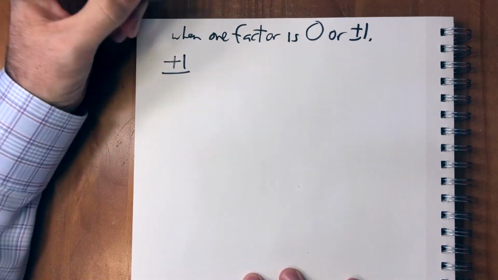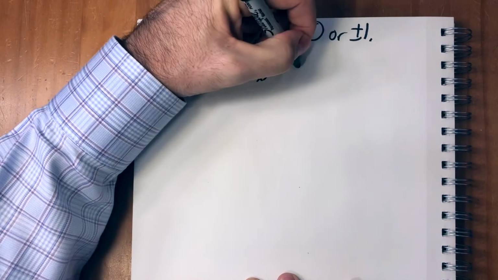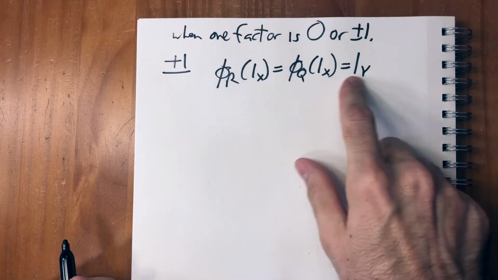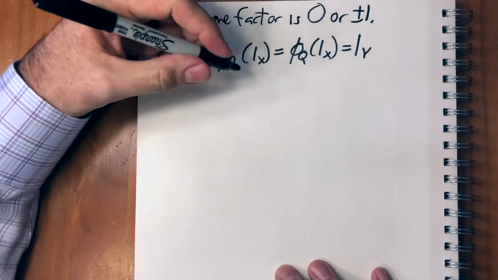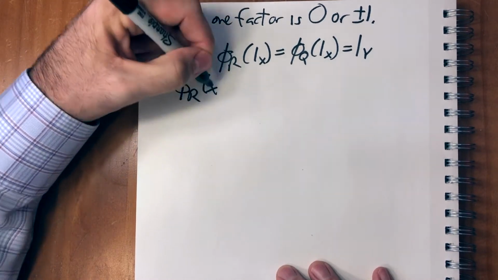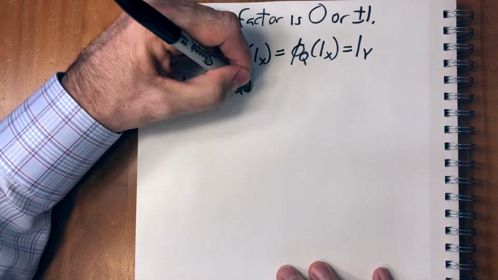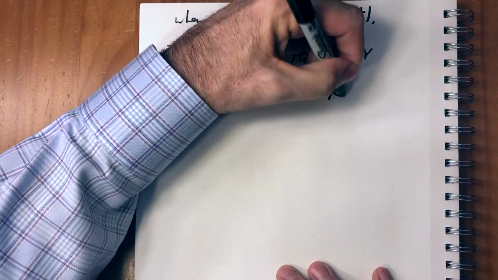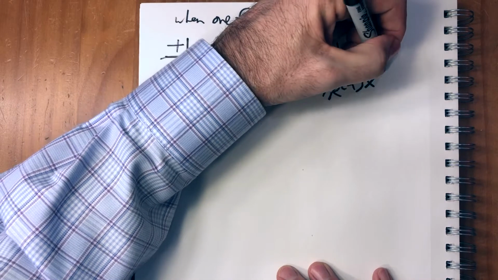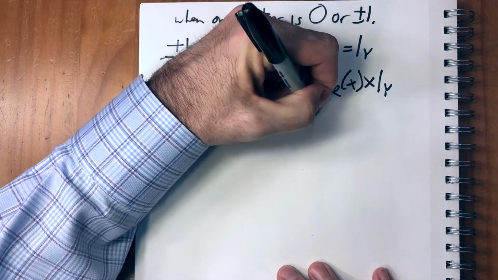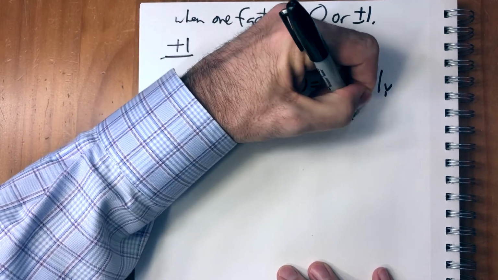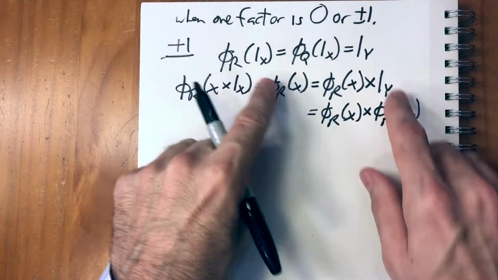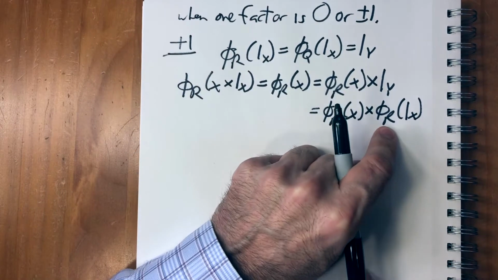So for positive 1, φ_R of 1 equals φ_Q of 1 equals 1, because we established a long time ago that 1 goes to 1. So therefore, we have that φ_R of X times 1 equals φ_R of X equals φ_R of X times 1 equals φ_R of X times φ_R of 1, right? Because we just showed this, so 1 equals φ_R of 1.